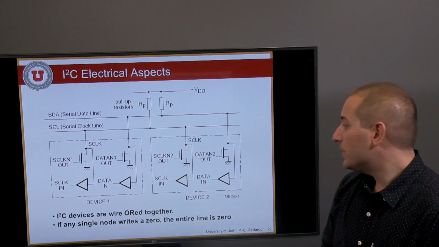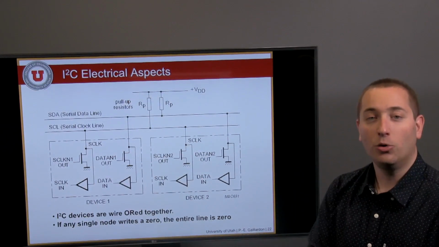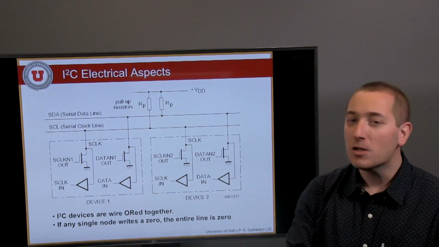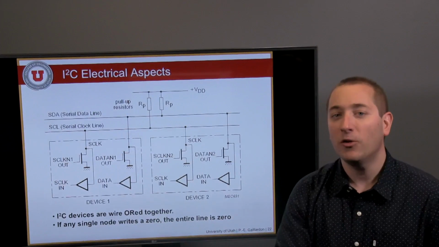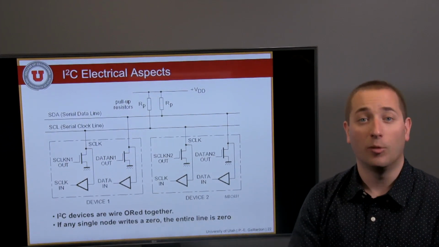That way, all the I2C devices are wired OR together, and if any single node writes a 0, the entire line is 0. As a matter of fact, this is a mechanism that is going to be used in the multi-master mode to identify some collision and initiate an arbitration procedure.